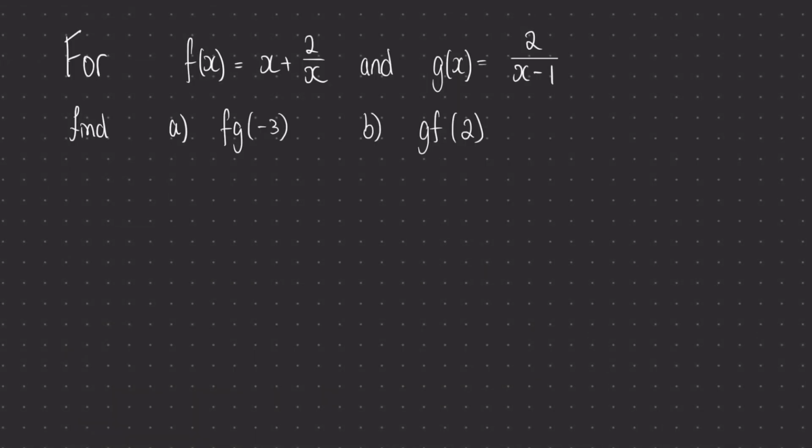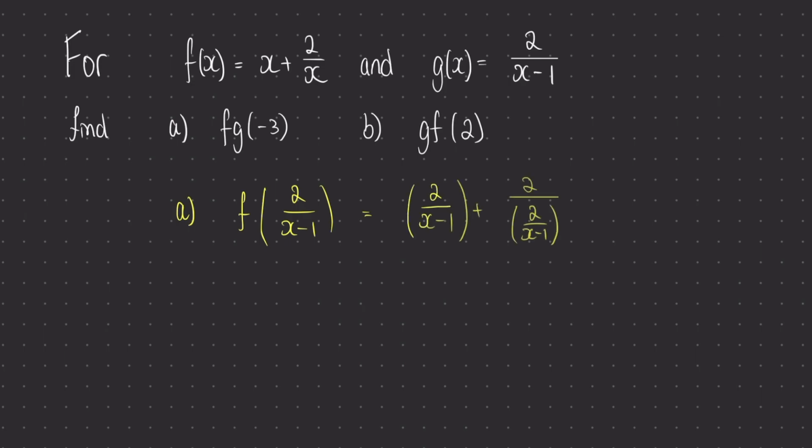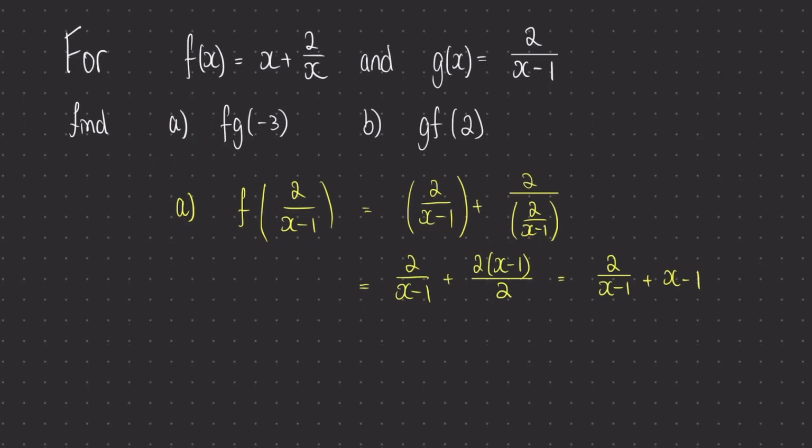For part A, I need to find f of g of minus 3. So I could take minus 3, place it into g of x, work out the answer, take that answer and put it into f of x, but here I'm going to work out f of g of x straight away, so I can do one substitution. I'm going to replace that g of x with 2 over x minus 1. So this becomes my input for f of x, so anywhere on the right-hand side of f of x where I used to have x, I'm now going to replace it with this bracket here. I'm going to need to simplify this, and I'm going to leave that expression like that. So that is f of g of x that I've worked out.